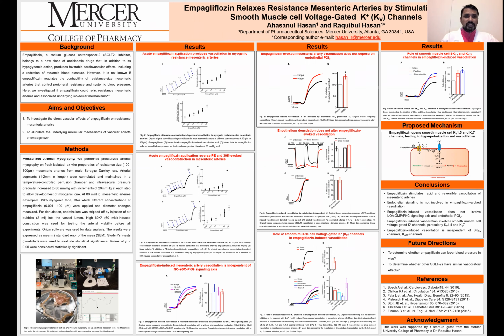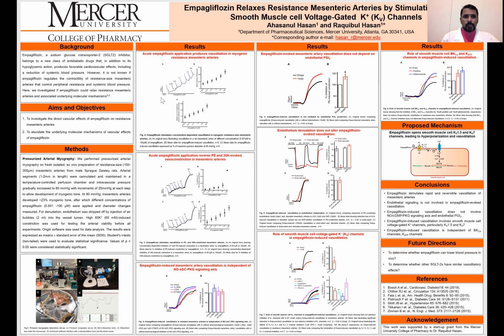So the objective of this study is to investigate the direct effect of empagliflozin on resistant arteries, especially mesenteric arteries, and also to dissect the underlying mechanisms. We use pressurized arterial myography to generate data for this study. Figure 1 shows the setup. Panel A is the instrumentation, panel B shows the microdissection tool, panel C shows the mesenteric bed under the microscope, and panel D is a representative pressure myogram.